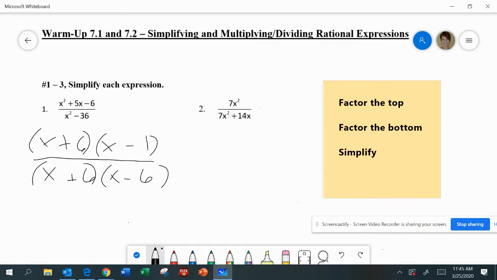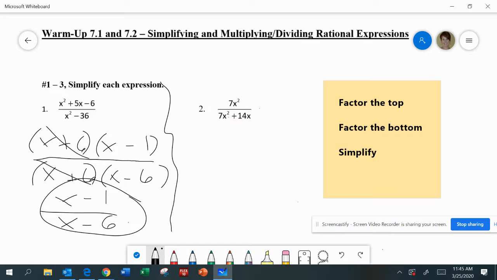So now we simplify. So that means we're going to cancel out any common factors. So our first answer would be x minus 1 all over x minus 6. Okay, let's go on to the next one.